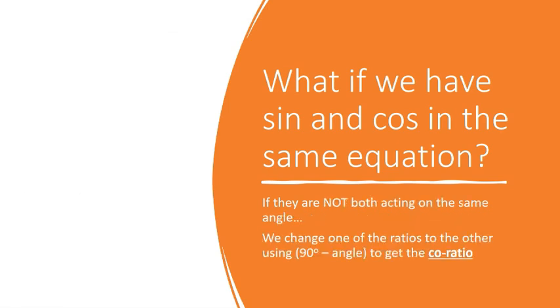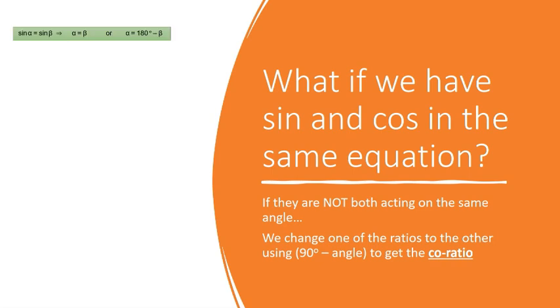If we do not have the same angle, in other words, we've got sine and cos in the same equation but not acting on the same angle, then the strategy is to change one of the ratios to the other using our 90 minus reduction. So we change to its co-ratio.